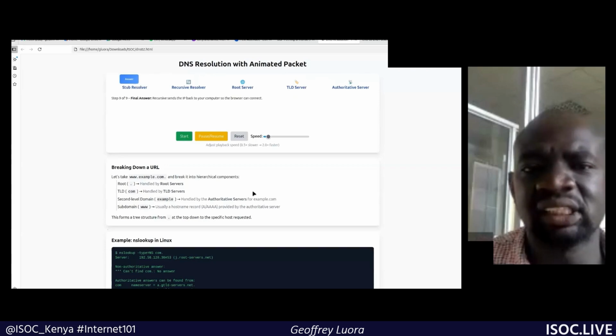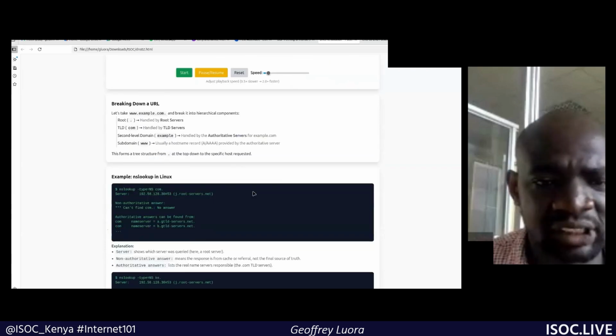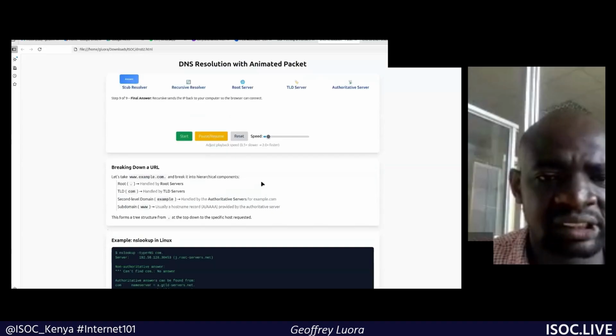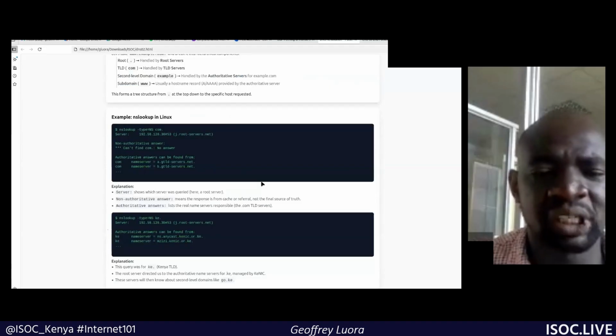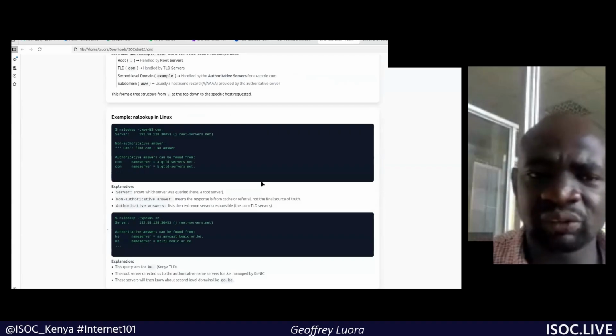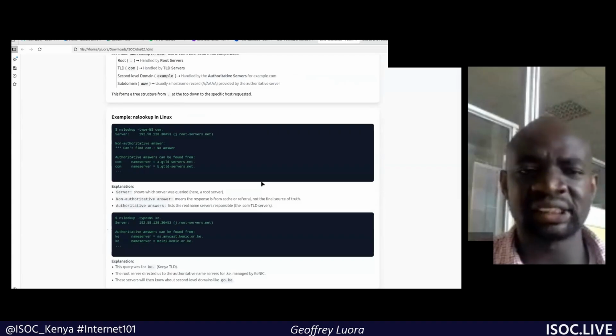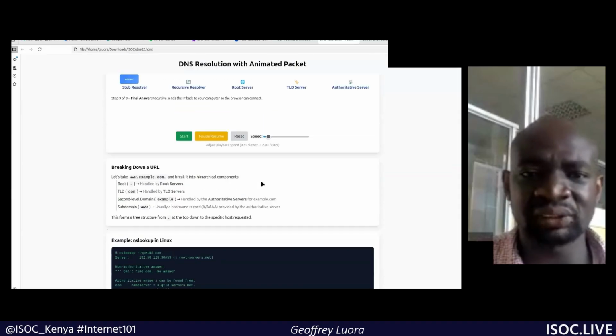Yeah, so that is the DNS process. I'll also share this. There are a couple of Linux commands that are down there which you can play around with to find out. You can try to resolve addresses and to find out who is the TLD of certain domains and so on.